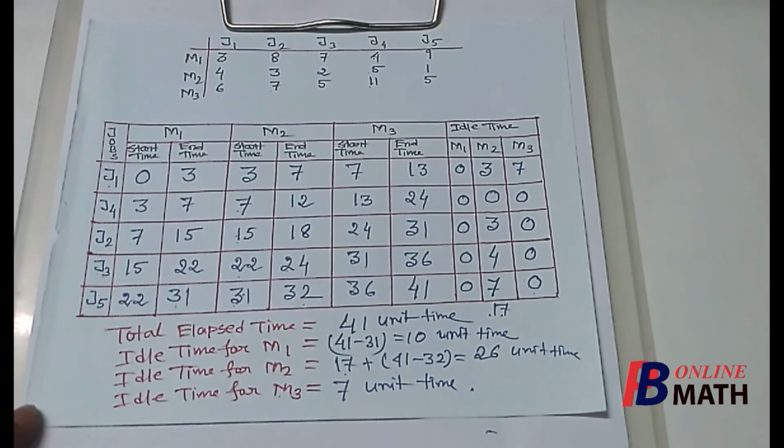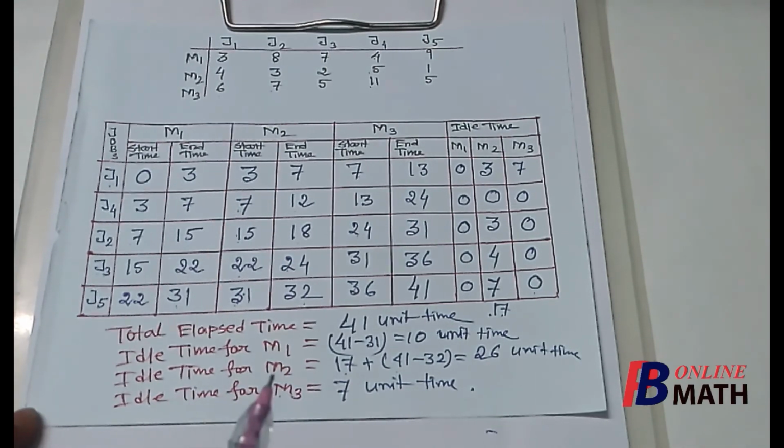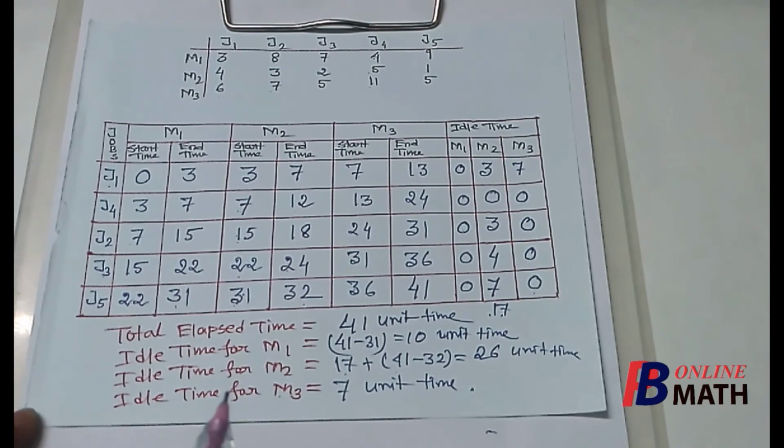So we have found the optimal sequence of jobs, the total elapsed time, and also the idle time for each of the machines. So with this we complete this part.